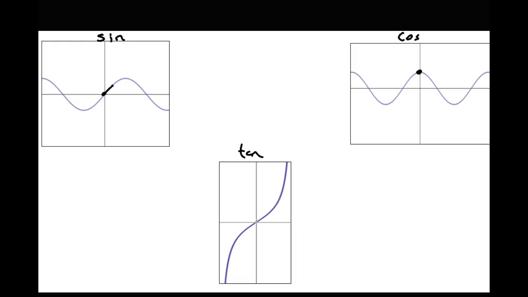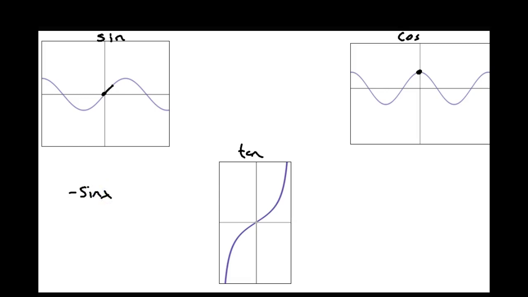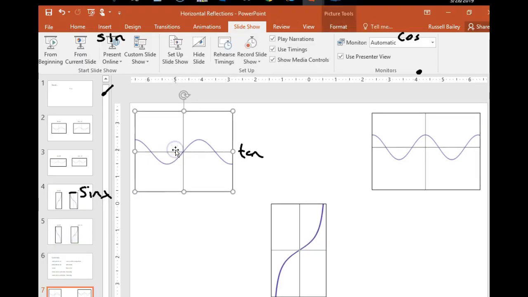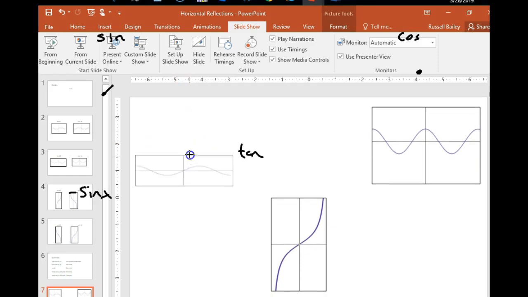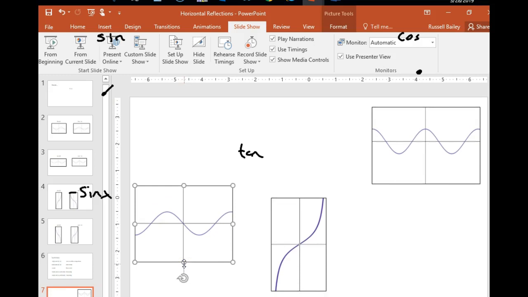So if I see this, I remember, okay, that's a vertical reflection. I just mentally imagine what that would look like if I flipped it upside down and say, oh, now it's going down.